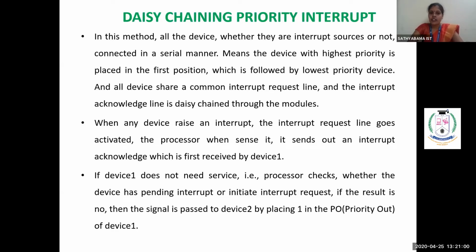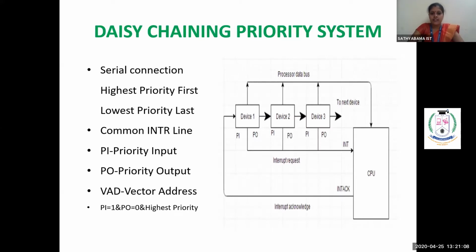Next we are going to see an example of a hardware interrupt: the daisy chaining priority hardware interrupt. We'll see the diagram first, then we'll get into the topic. You will have device 1 and the CPU, with the interrupt acknowledgement, and INT is the interrupt request line. This is the interrupt request, and this one is the interrupt acknowledge, coming from the CPU.